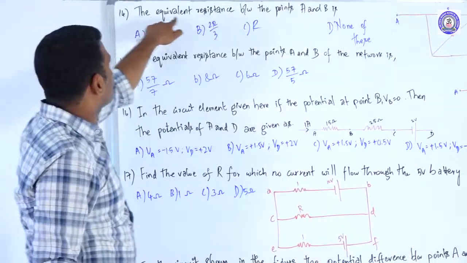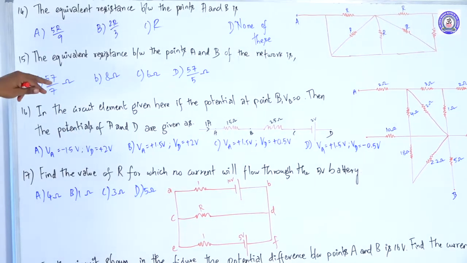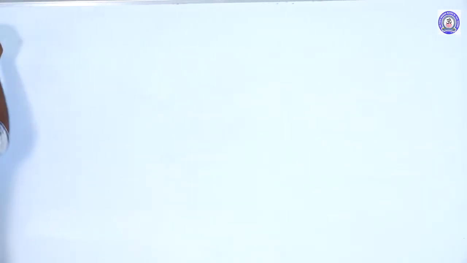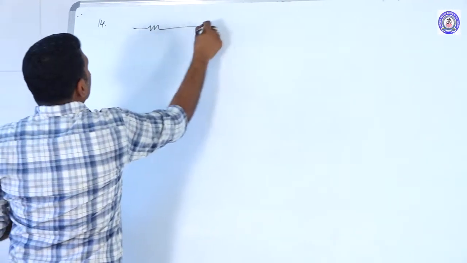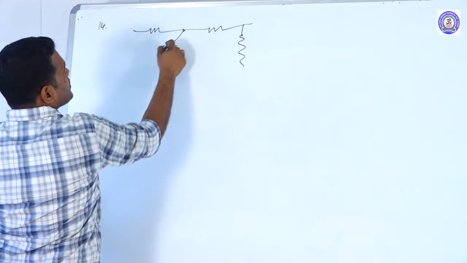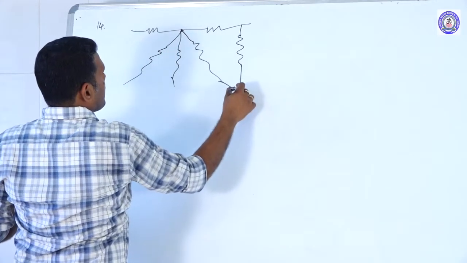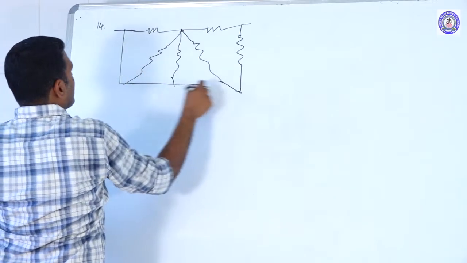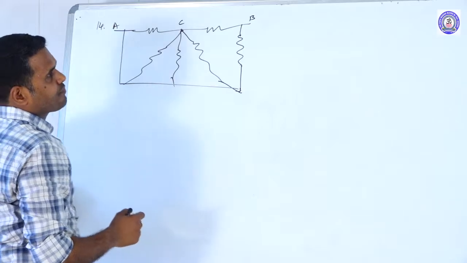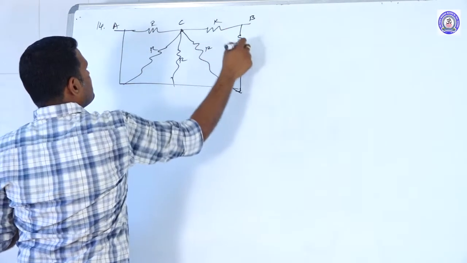Question number 14. The equivalent resistance between the points A and B. The circuit is as shown. They are asked to find out the effective resistance between A and B. We can reconstruct the circuit here. The resistors are connected like this. From this point there are 3 resistors, and they are connected like this. This is the point A, and this one is B, and this point is C. All the resistances are given the value R.